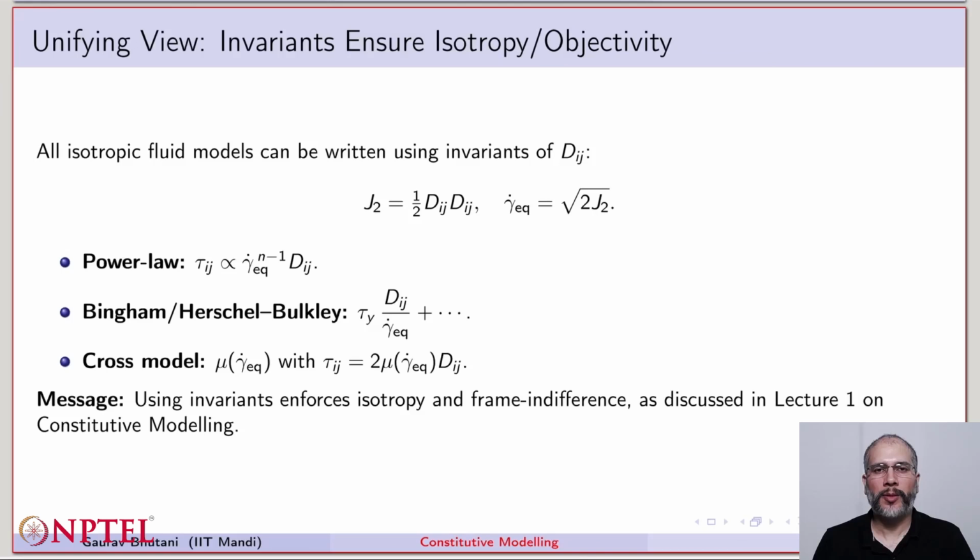So summarizing whatever we have discussed till now, we need an invariant which was J2 of D, that is the second invariant of the deviatoric part of the rate of deformation tensor D, and using that we can quantify the nonlinearity in the model, such as we did in power law models, Bingham or Herschel-Bulkley models, and even in cross models.